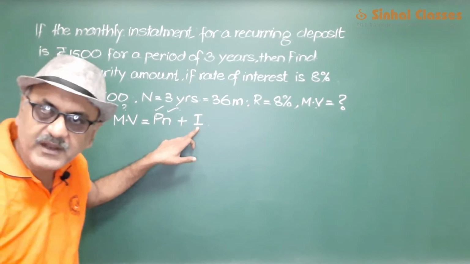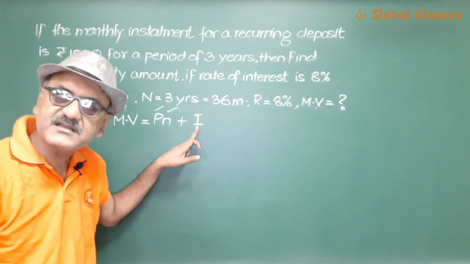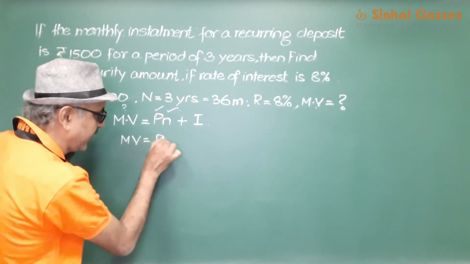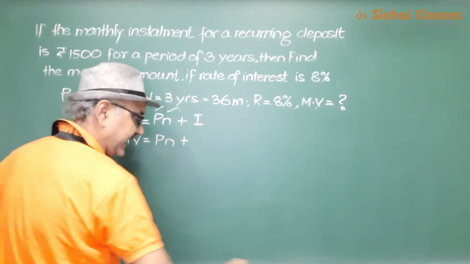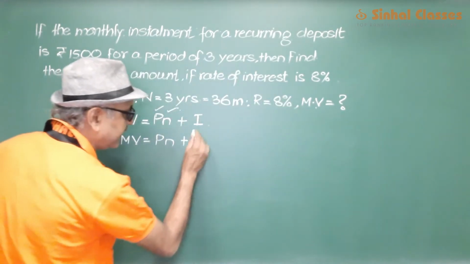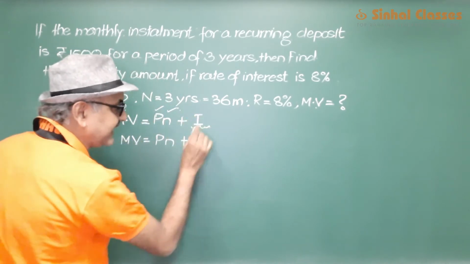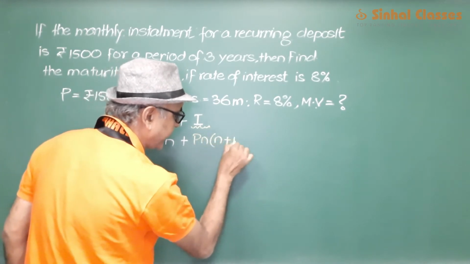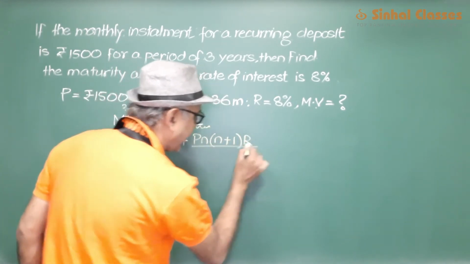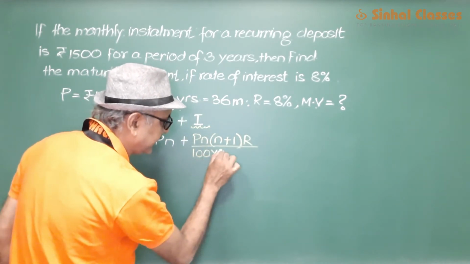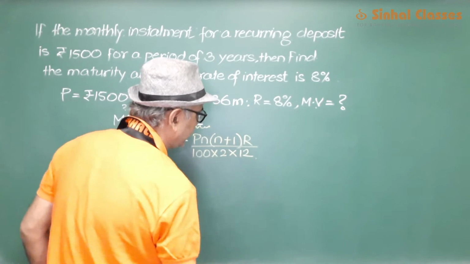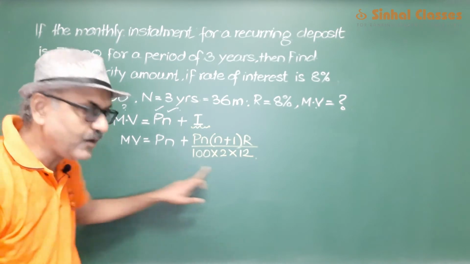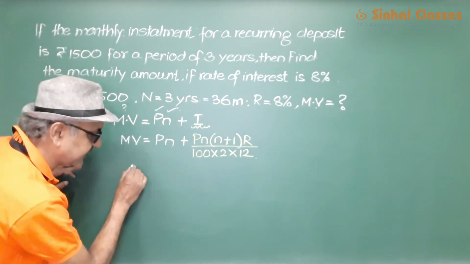Now there is another formula that gives us I. So what we will do is, we will continue with this formula. MV is equal to Pn plus, now in place of this I, we will write another formula which is for I: Pn into n plus 1, R upon 100 into 2 into 12. So I is replaced by another formula. Now start substituting the values and you will get the answer straight away.